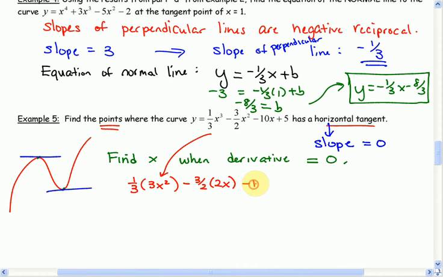Then we have minus 10. What's the derivative of x? That's just 1 times x to the power 0. And what's the derivative of 5? 0. Okay. So let's simplify this. Okay, this is the derivative.